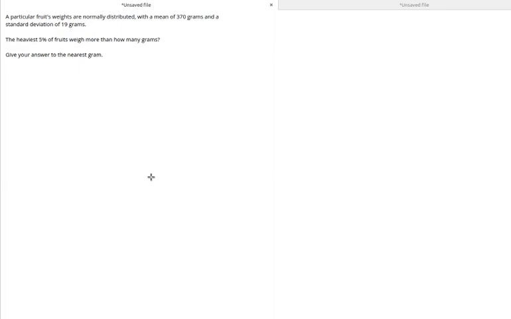A particular fruit's weights are normally distributed with a mean of 370 grams and a standard deviation of 19 grams. The heaviest 5% of fruits weigh more than how many grams?